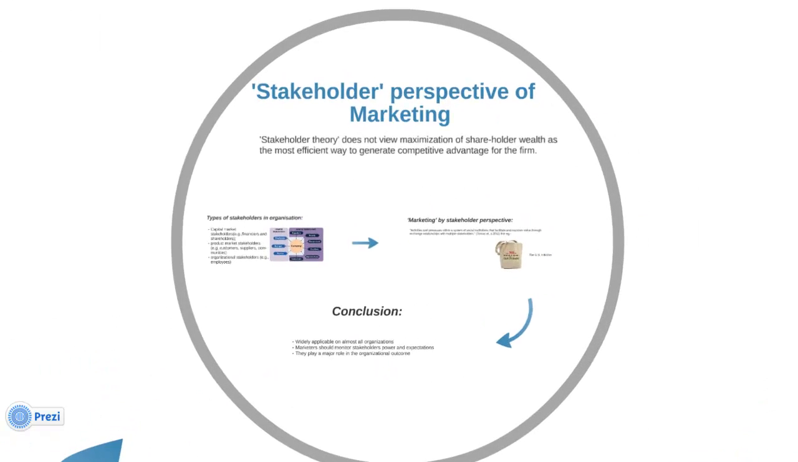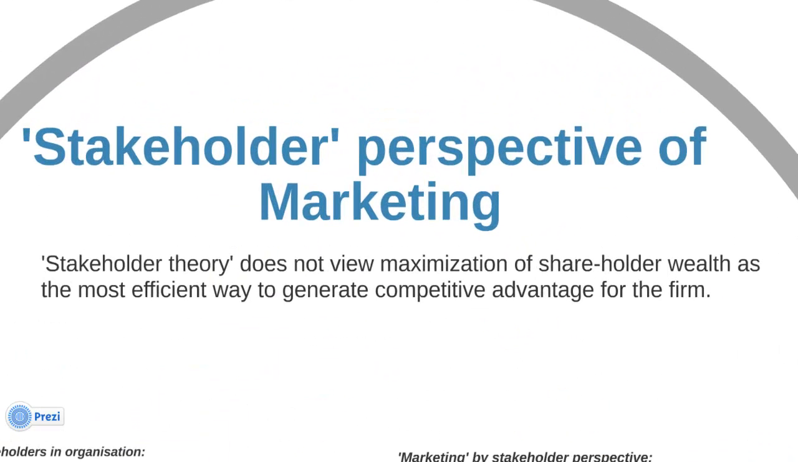Now the stakeholder perspective of marketing. Stakeholder theory does not view the maximizing of shareholder value as the only goal. It is also an efficient way to generate competitive advantage for the firm. They are not just concerned about the shareholder value. They are considering the social and the ethical aspects for the organization for generating a lot of profit.